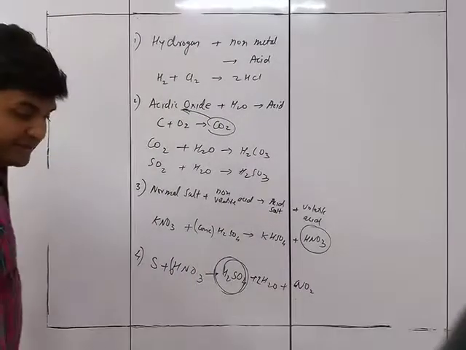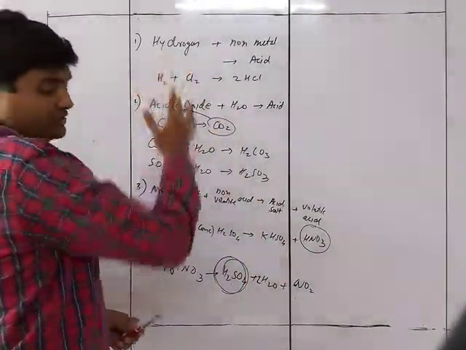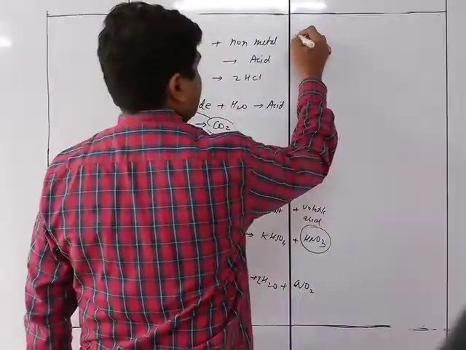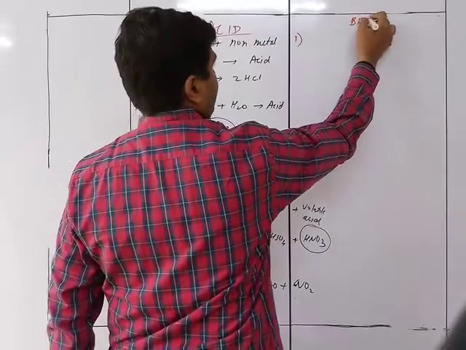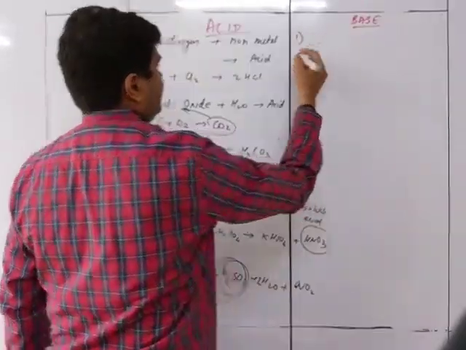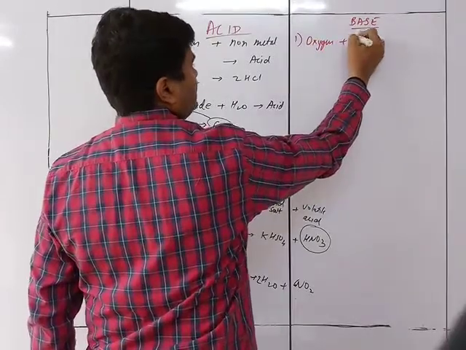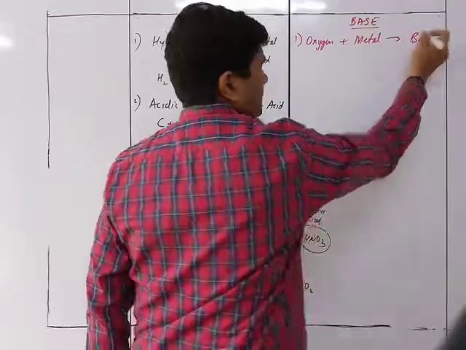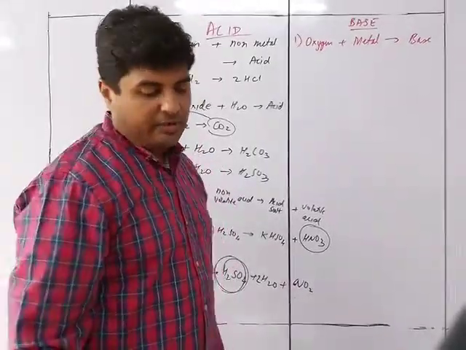So in case of bases, the first thing is similar to this one. Here there was hydrogen, and in its place what will come? Oxygen. So for the base, the first thing, this was an acid, this is base preparation. The first one is oxygen plus metal will give me a base. So a base is nothing but metal plus oxygen giving me a base.